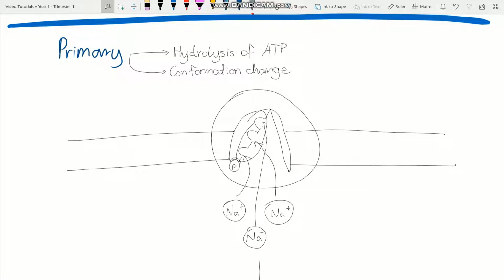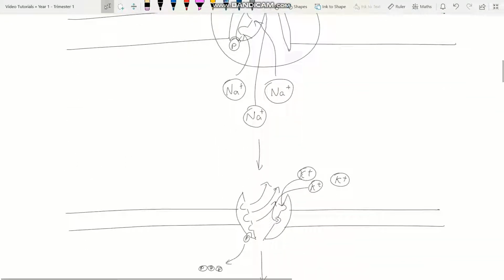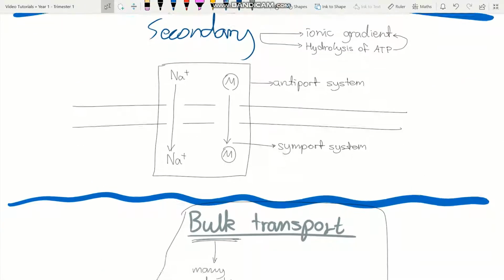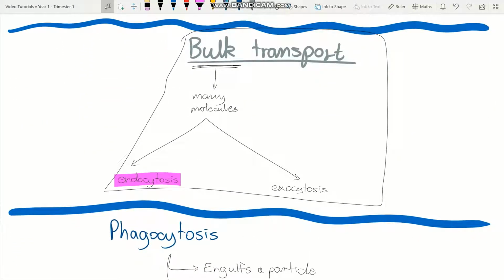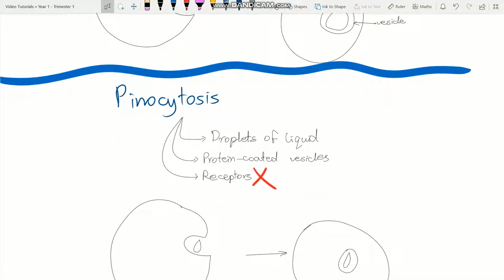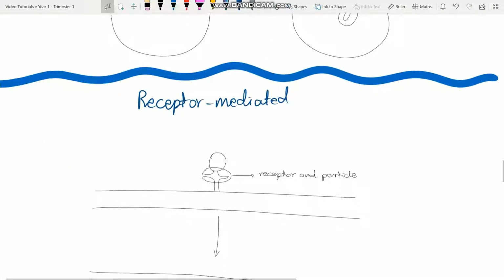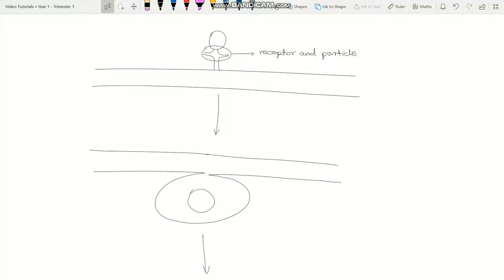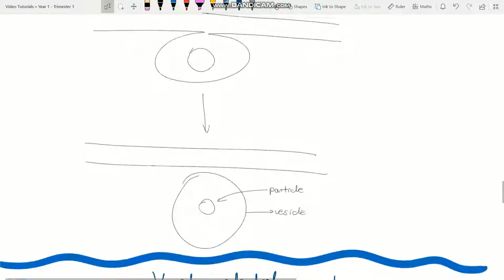As I mentioned earlier, primary active transport causes the conformation change of a protein. Secondary active transport involves the establishment of another ionic gradient. Bulk transport involves the movement of many molecules at once. Phagocytosis and pinocytosis involve either a substance which is solid or a liquid moving into the cell respectively through vesicles. Receptor-mediated endocytosis involves a particular substance binding to a receptor and then moving into a cell through a vesicle.